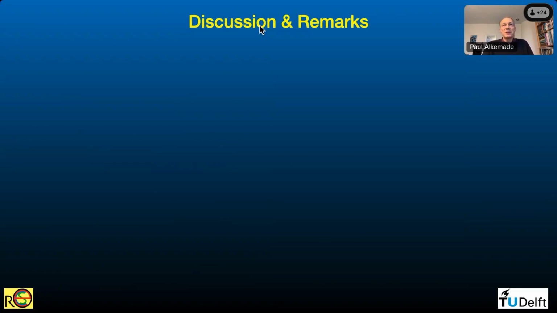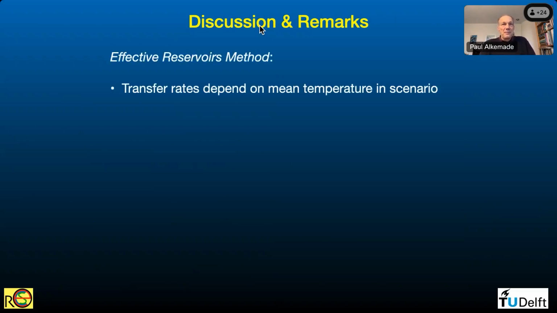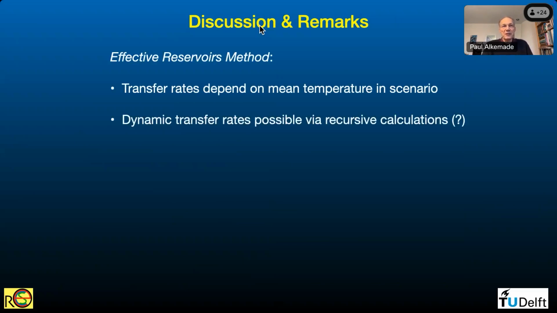A short discussion and a few remarks. This method: you have to note that the transfer rate depends on the mean temperature of the reservoirs per scenario, and they change. In my model, the transfer rates are assumed to be constant. In principle, it's possible to do a dynamic calculation where the transfer rates change with temperature, but then you have to do recursive calculations. Also possible, but not done here so far.